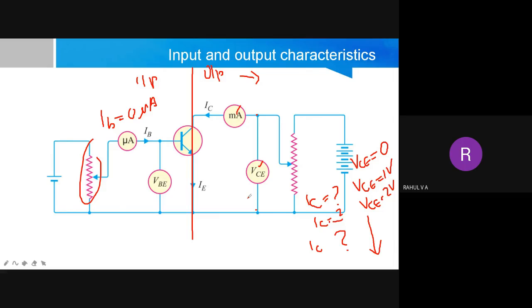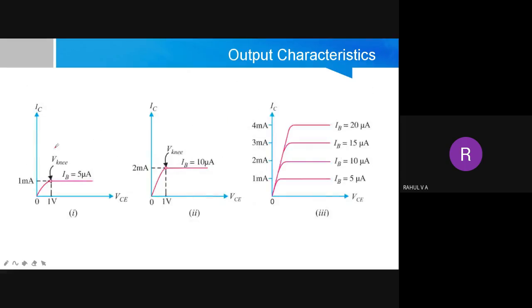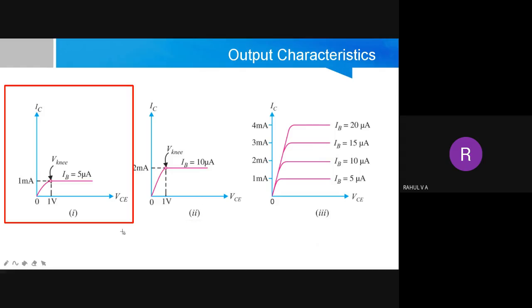Okay, I will show you that. If you see, there are 3 different plots. Just notice this graph. In the first one, VCE is on the x-axis and IC is on the y-axis. What I did is, I kept IB equal to some 5 microampere, not 0. That depends on you; you can keep any value.